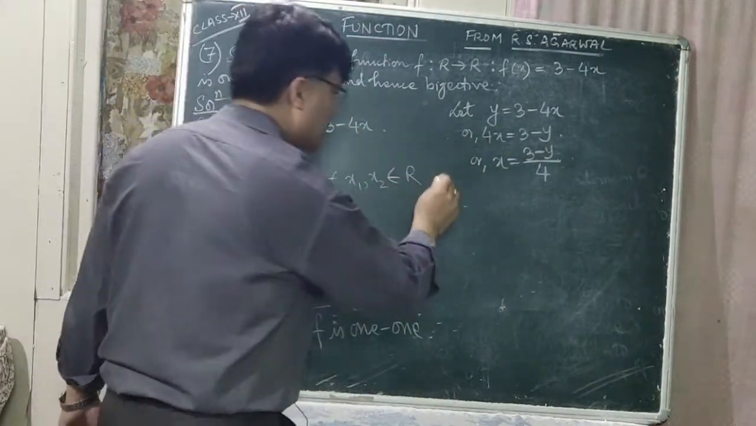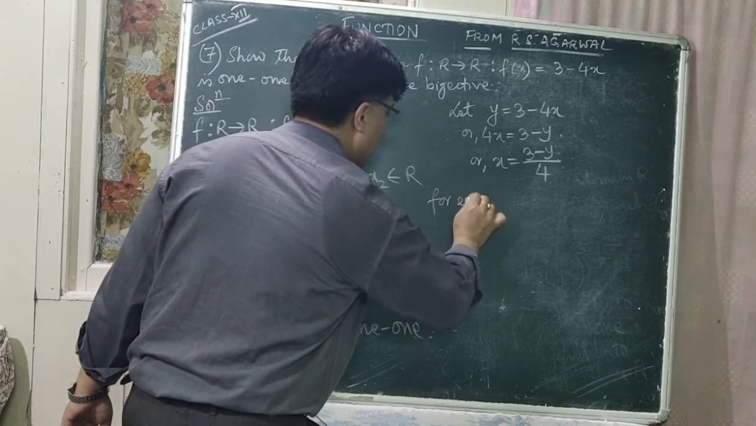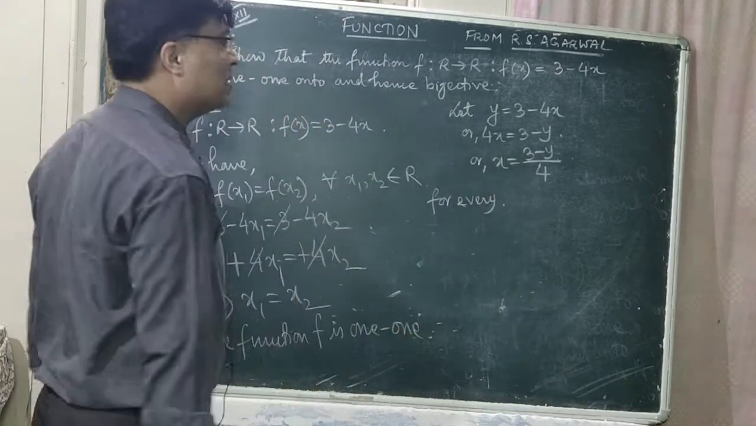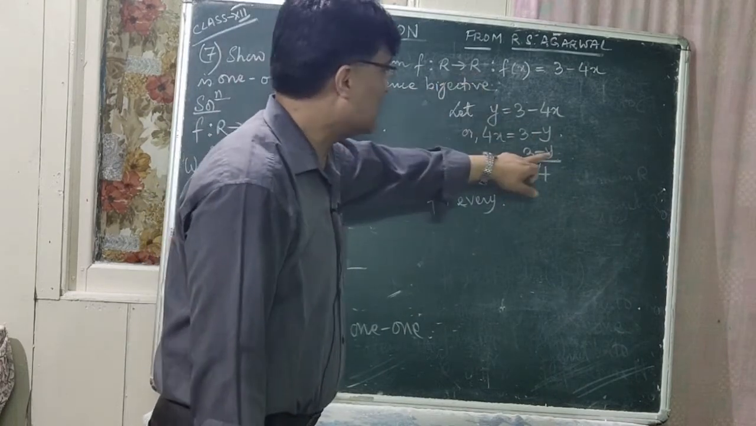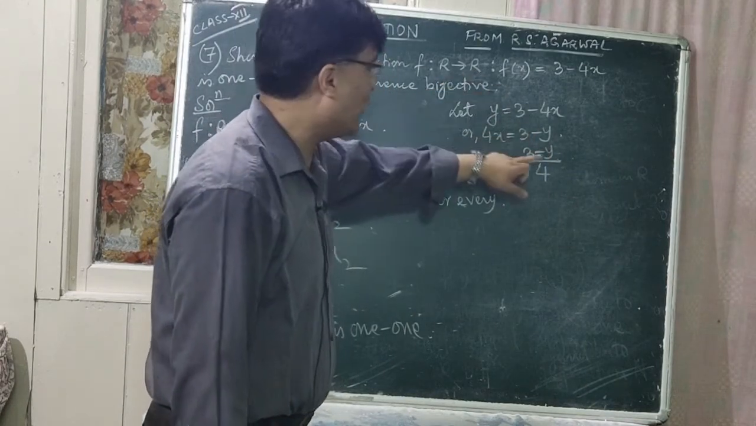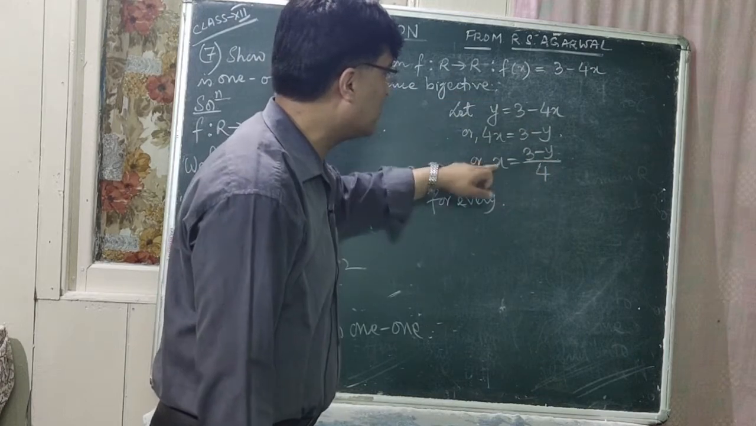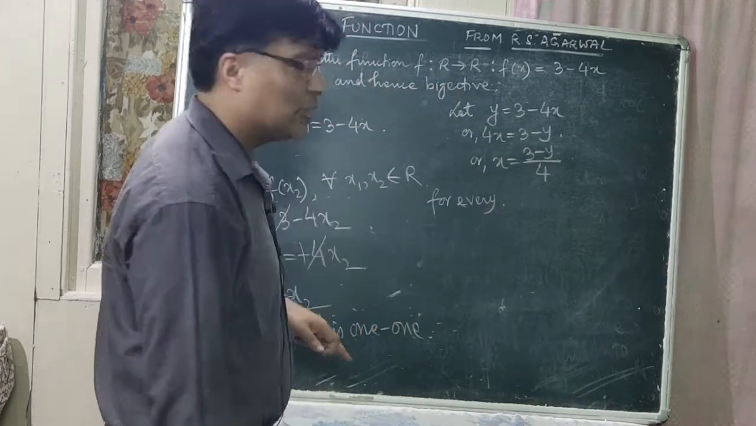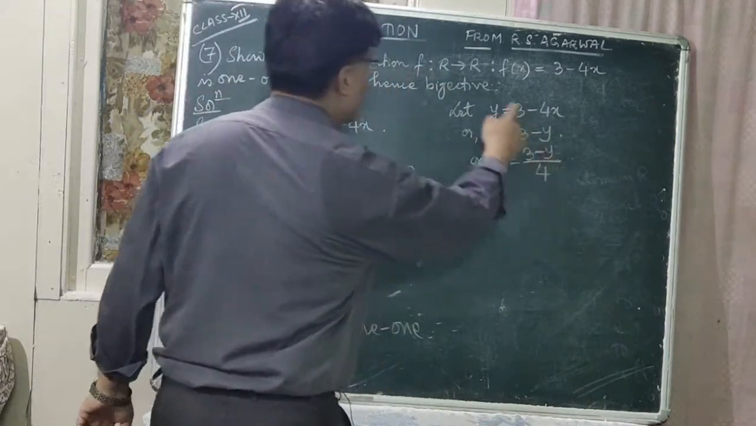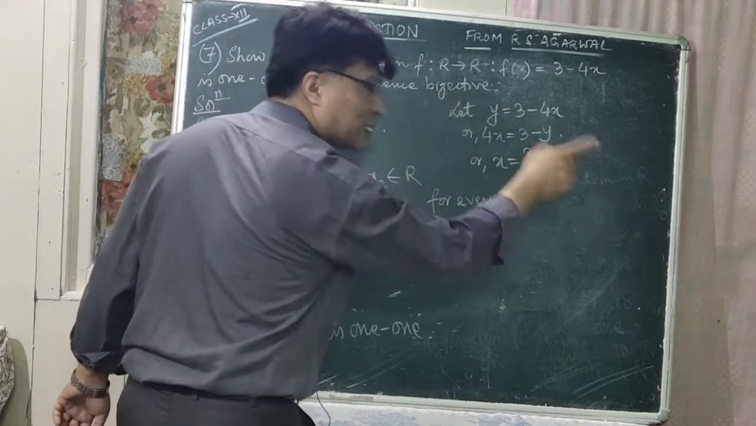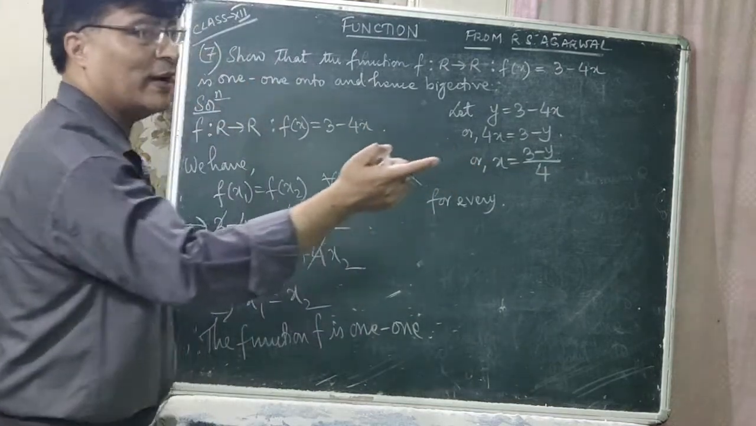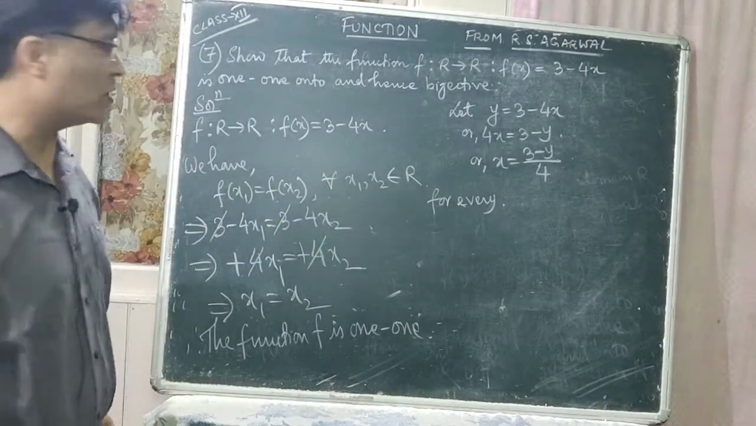Now let us write here, for every y. So now in this case, this y is a real number. This y belongs to the codomain R. y is a real number. If y is a real number, then x is also a real number, isn't it? That is, if y belongs to this codomain R, then x belongs to the domain R such that f of x is equal to y. You have to prove it for onto function, isn't it?